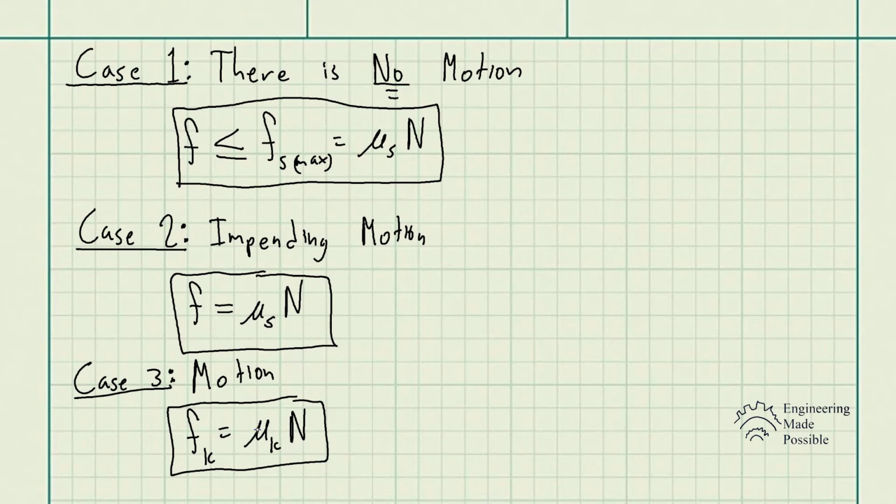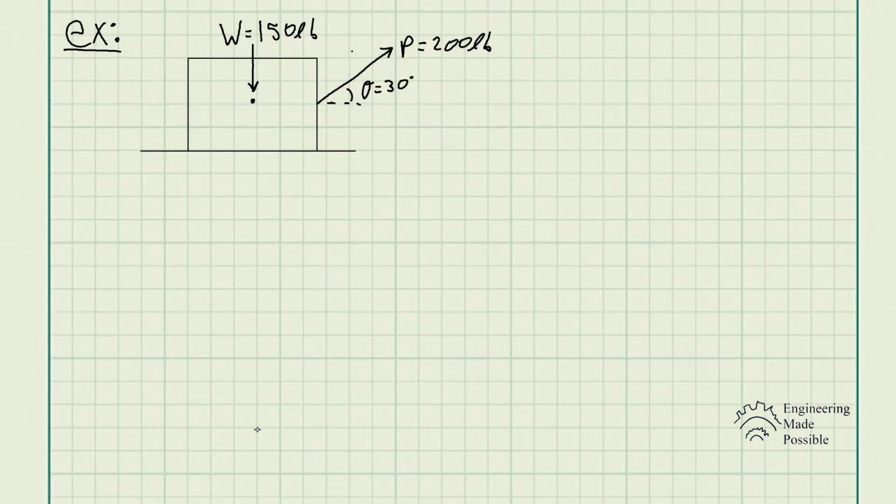So let's go ahead and do another problem where we're going to be determining whether there is motion or whether the object is stationary. For this problem, the crate has a weight of W equals 150 pounds, and the coefficients of static and kinetic friction are 0.3 and 0.2 respectively. Determine the frictional force on the floor if theta is equal to 30 degrees and P is equal to 200 pounds. So we're given the coefficients of static and kinetic friction being 0.3 and 0.2.